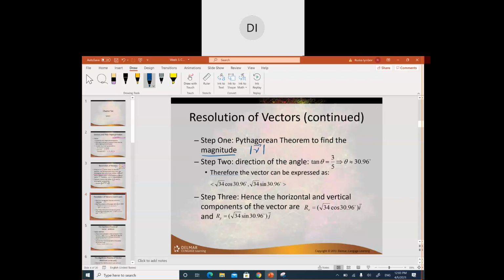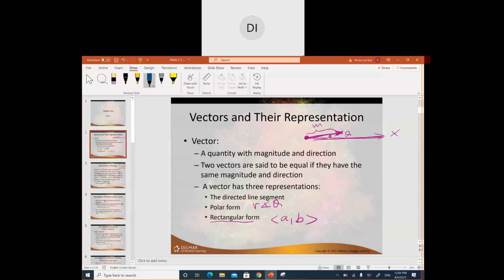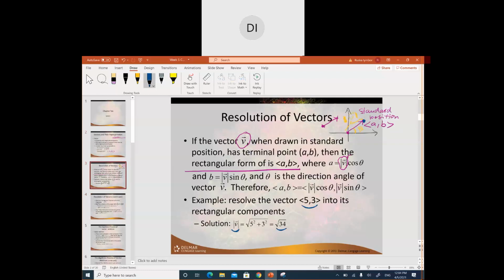And this is the formula we used last time, if you remember. The same formula. So this is the angle theta. And then you're going to write it A cosine, so using this formula, A cosine and A sine, this one.